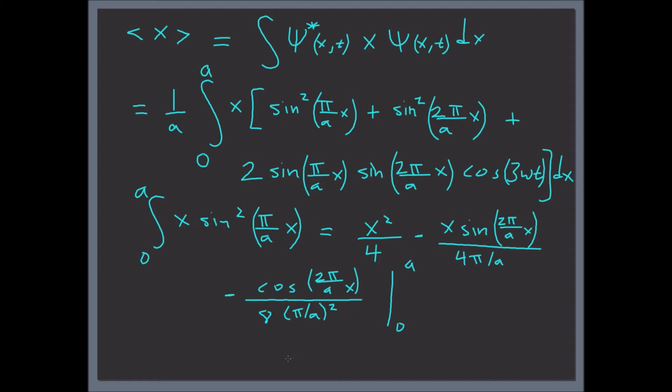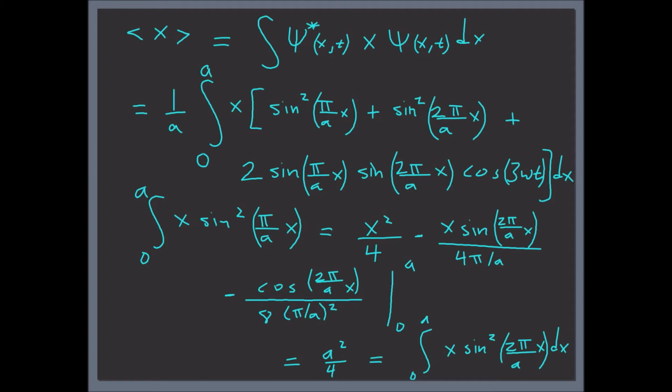Doing the integration and simplifying, we get a squared divided by 4, which is also equal to the second integral, the integral from 0 to a of x sine square of 2 pi divided by a x dx. So here we go, we knocked off two integrals in one shot.